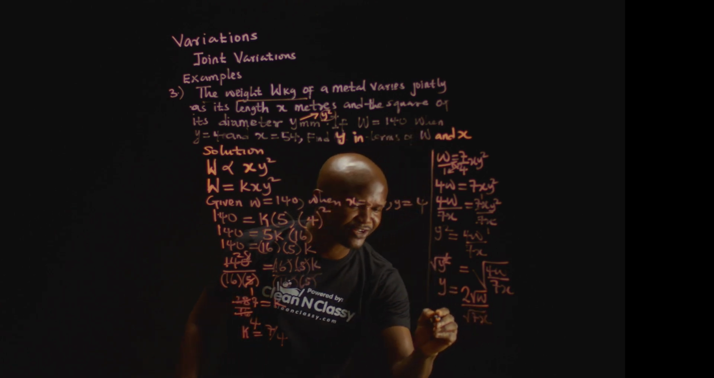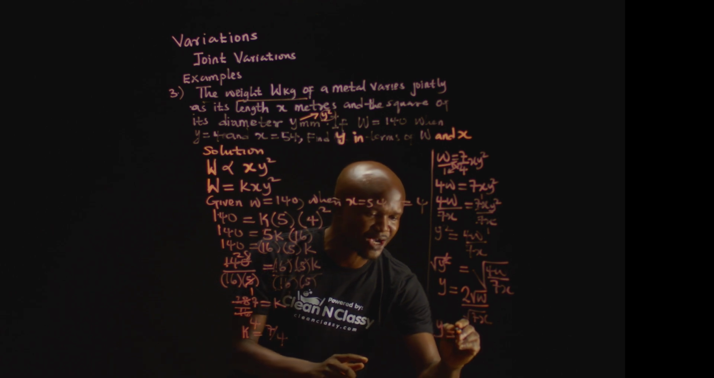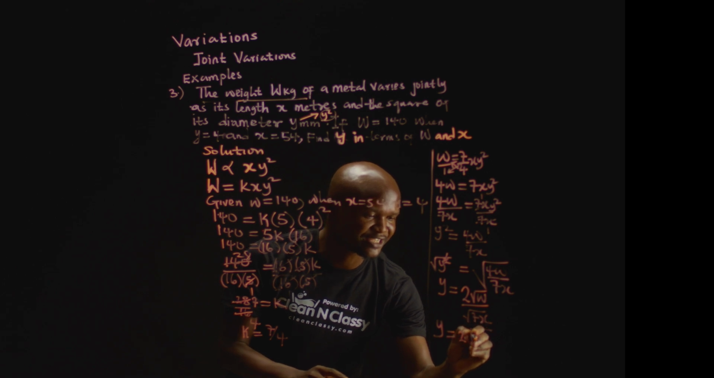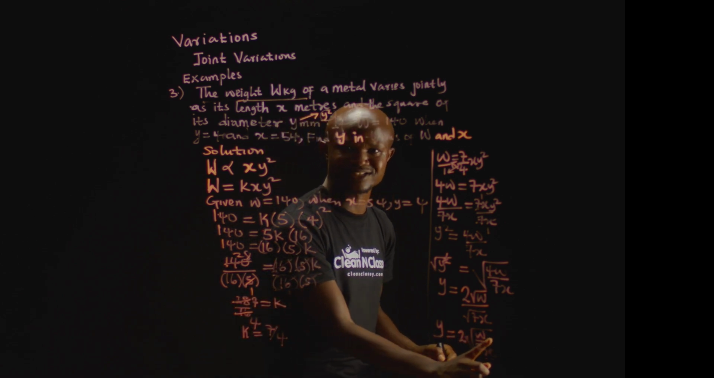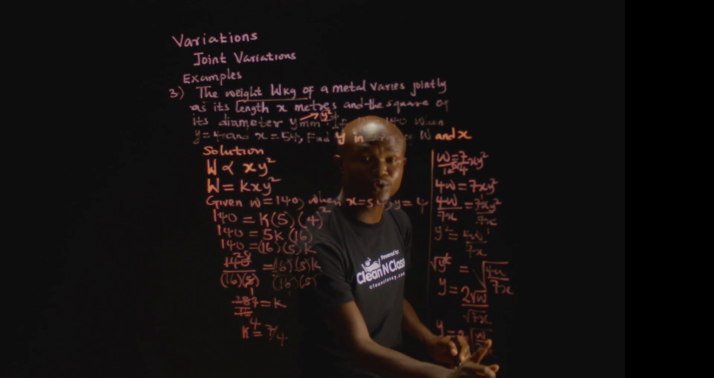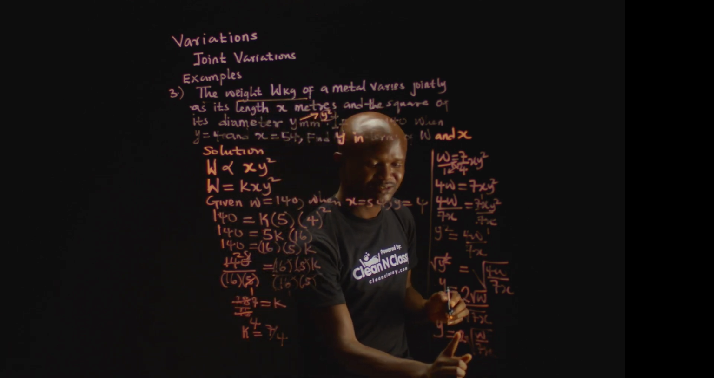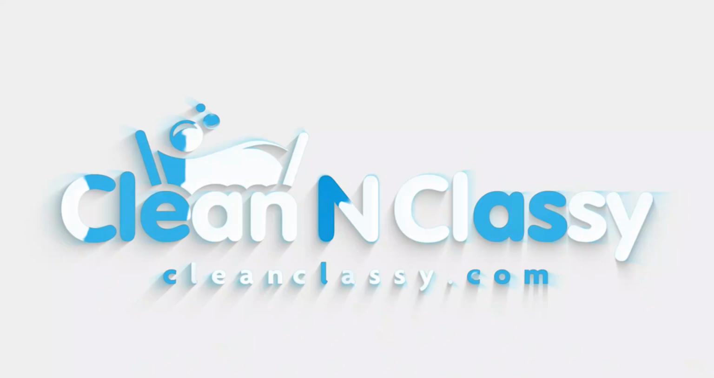Nevertheless, we can write everything as y equals what? Since only 2 is outside, we can write y equals 2 square root of what? Square root of w divided by 7x. So now we can see that y is now a function of w and x, meaning that we have already made y to be in terms of w and x. And that is the solution to the question.